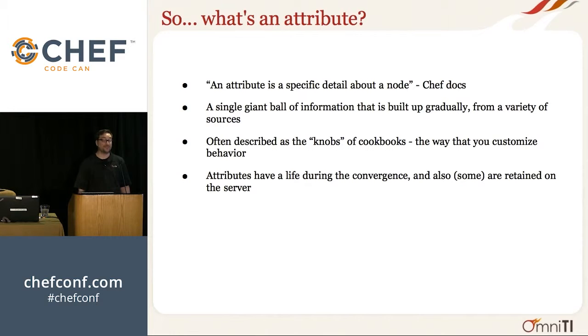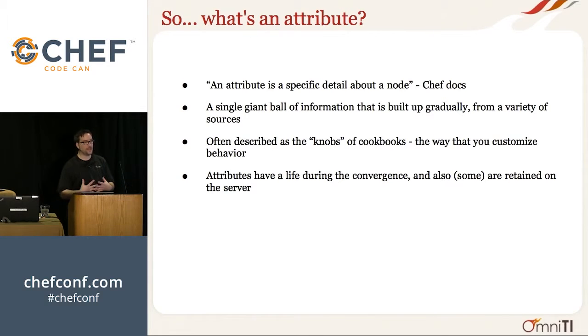All right, so what's an attribute? An attribute is a specific detail about a node according to the Chef docs. For you, though, it is a giant ball of information that you get back during your run that you can access in a nice way. Sometimes they're described as being the knobs of cookbooks. So someone who wrote the Apache cookbook or something like that will expose a whole bunch of attributes that allow you to customize it to your specific needs. You can change the ports, you can change what modules are installed, that kind of thing.